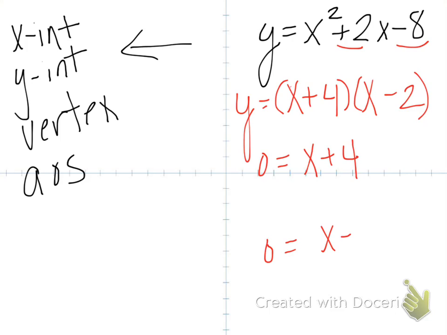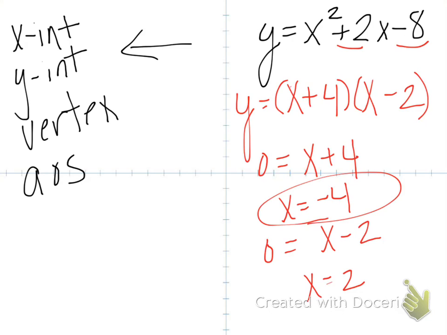I would set each factor equal to 0 and solve for x. I think we can all see that x would be equal to negative 4 and x would be equal to positive 2. Those are my solutions, my x-intercepts. Negative 4 and 2. Check.